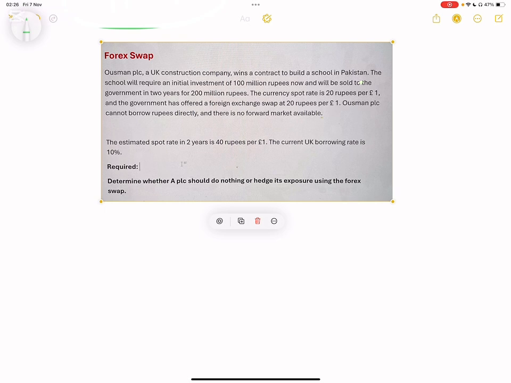Usman is a UK company, which means Usman does not have rupees, but he's lucky that the government of Pakistan has agreed to swap 100 million rupees for 5 million pounds. Because if you look at it, the current spot rate was the agreed rate. So first of all, you need the swap rate that has been agreed.